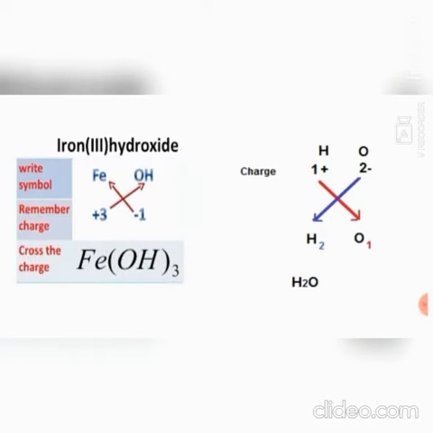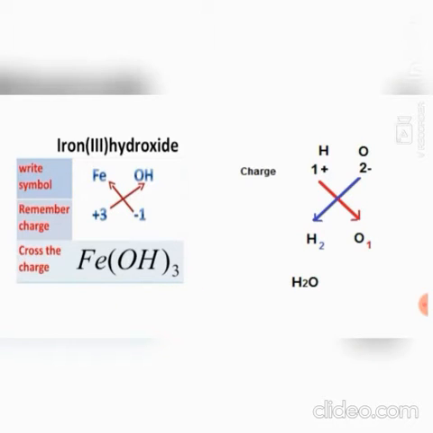Another example is iron(III) hydroxide. So here you can see the valency of iron is +3 and for hydroxide it is -1, and they both get cross multiplied and it forms Fe(OH)3. The name of this compound is iron(III) hydroxide.